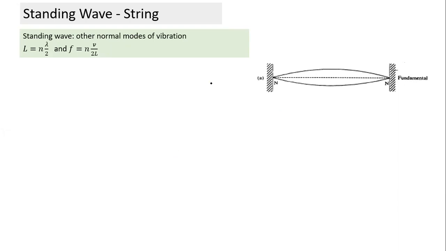Now you see what are other modes of vibration. When we talk about other modes, we are talking about different values of n. What is the fundamental mode? The least possible frequency, corresponding to n equal to 1. Then for each value of n, we will have another value.